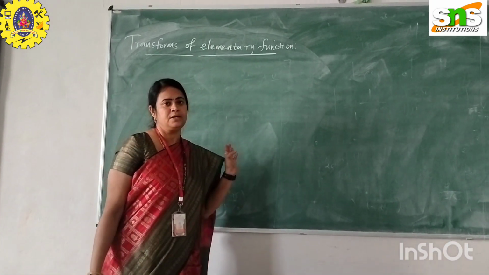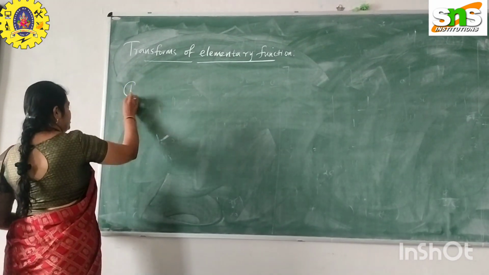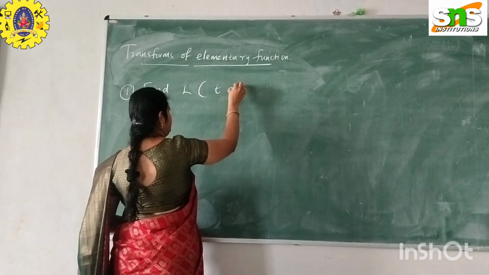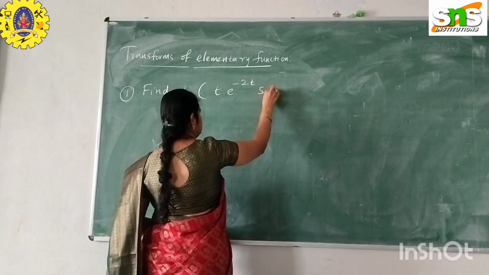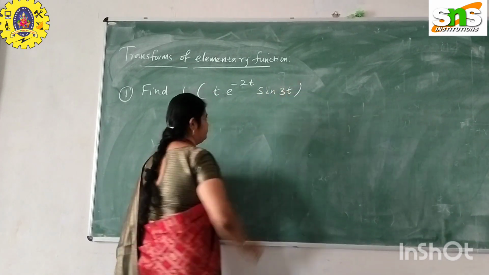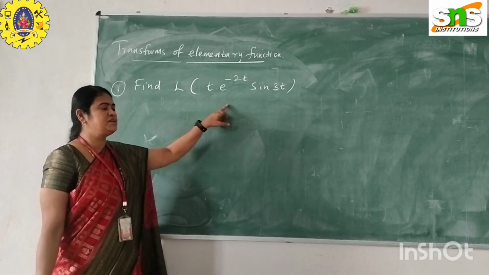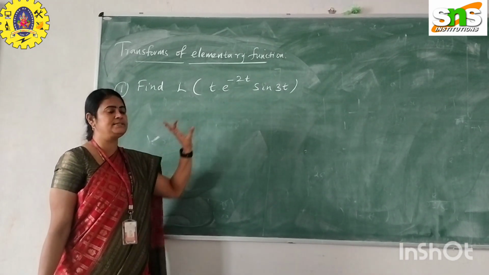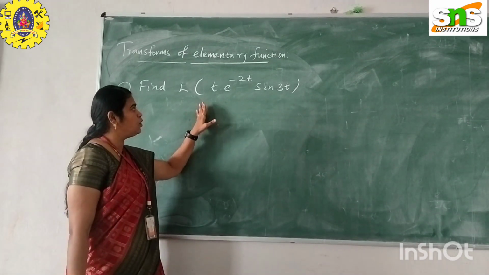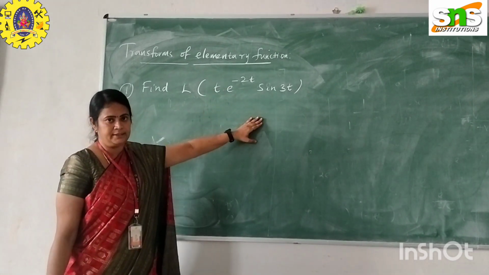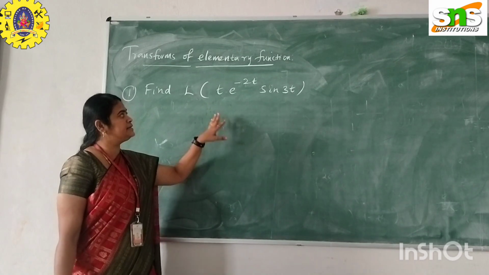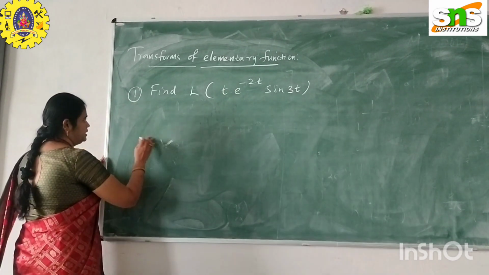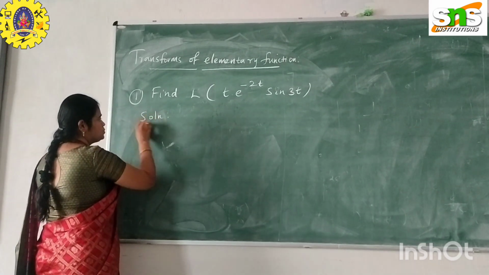In this class we are going to see a problem. Find the Laplace transform of t into e power minus 2t into sin 3t. Here three functions are involved: one is t, another one is e power minus 2t, and another one is sin 3t. First let us solve for t and next for sin 3t, and finally we replace s by s plus 2 for the e power minus 2t. So here we are dealing with three cases. Let me consider the first one.